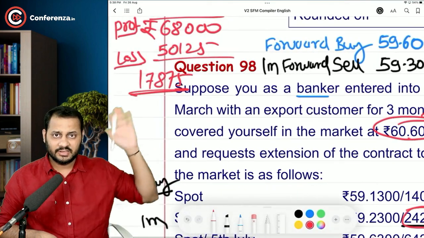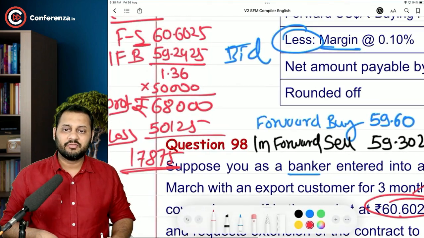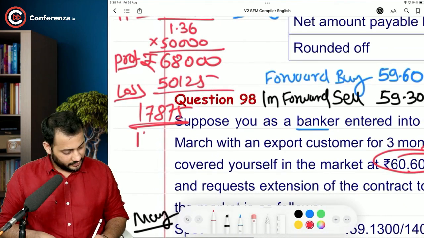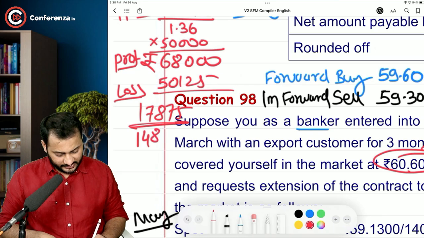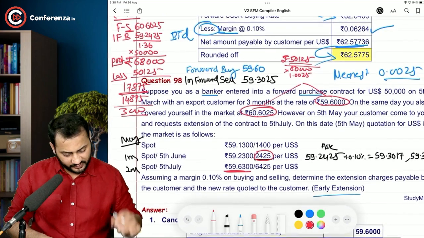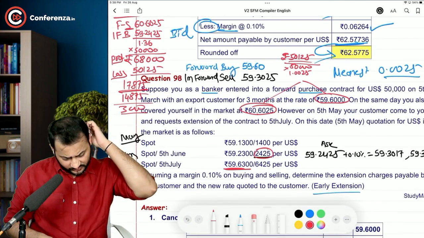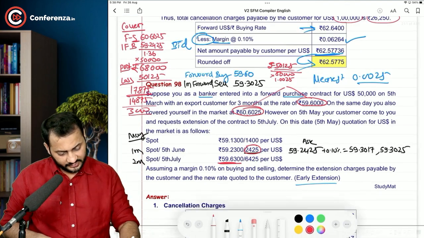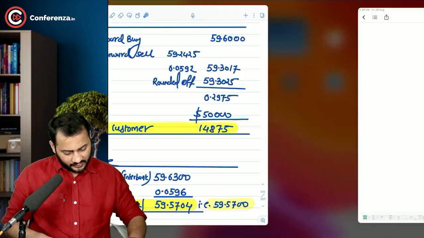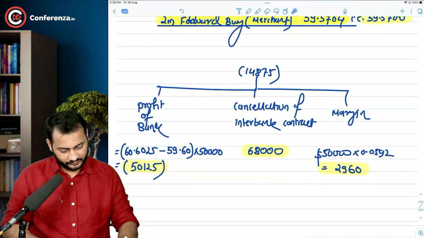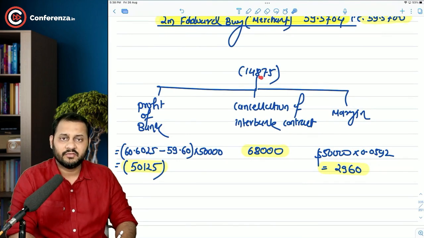This is the balance left with the bank, and 14,875. That means around 3,000 rupees of margin difference will be there, but 3,000 is too much. Let's see if it is really 3,000 or what. I have the details here. See, this 14,875 is paid to the customer.